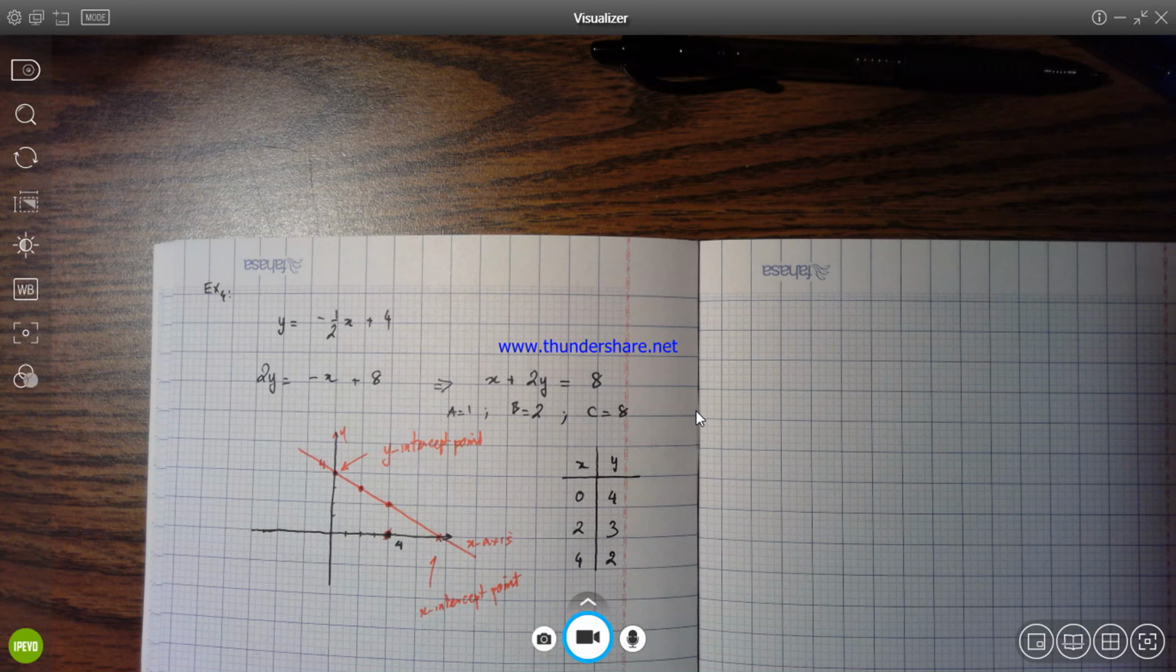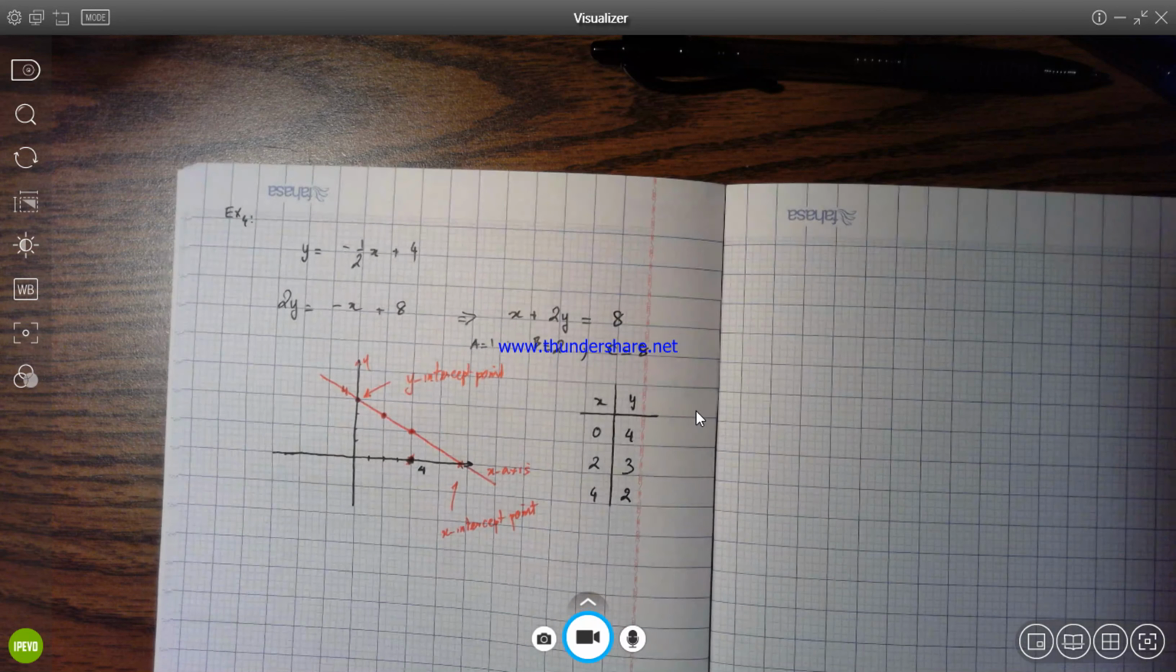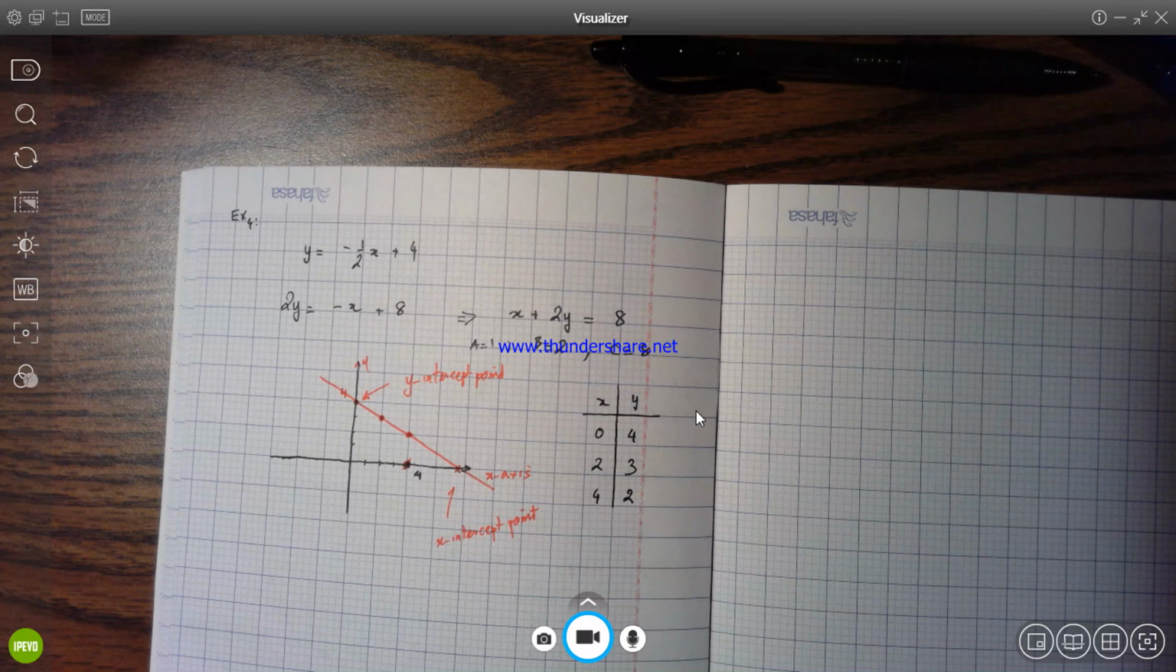Other than that, I think that's all for section 13.2. In this section, we just focus on graphing by setting up the table.